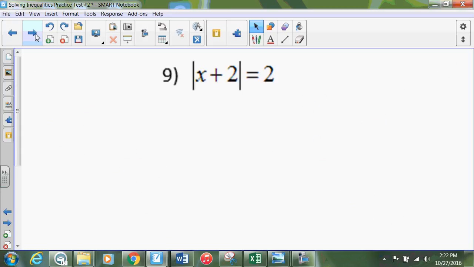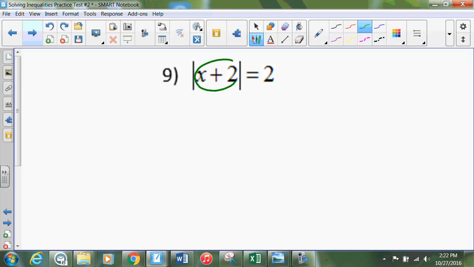All right, and now we've switched to absolute values. Once again, we talked in class about absolute value meaning how far something is from 0 on the number line. And so we think about this blob right here, and whatever's in the absolute value, I'm going to call a blob. This blob can be equal to 2 because 2 is 2 away from 0.